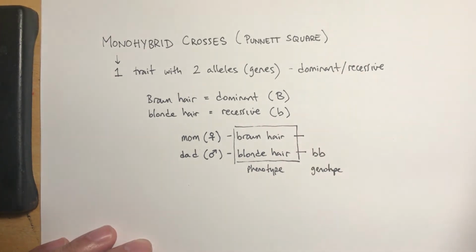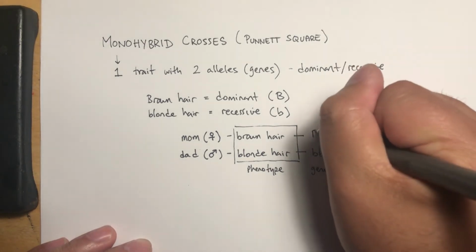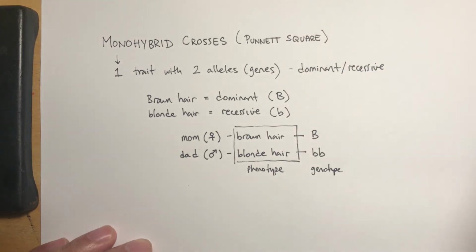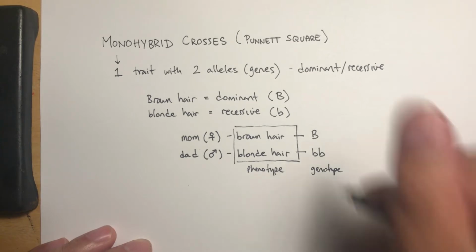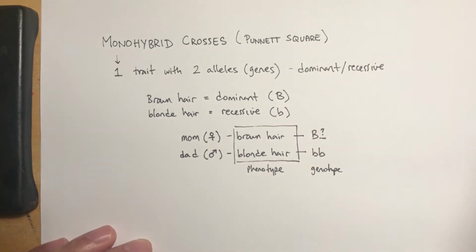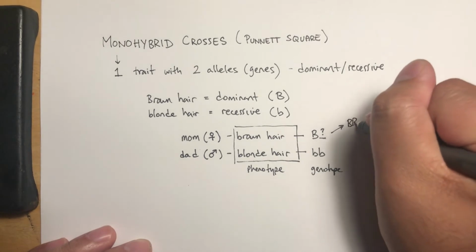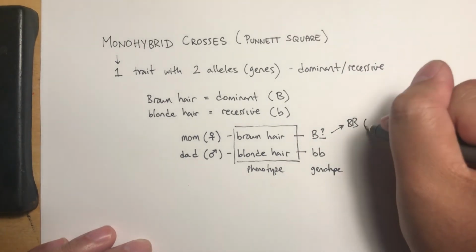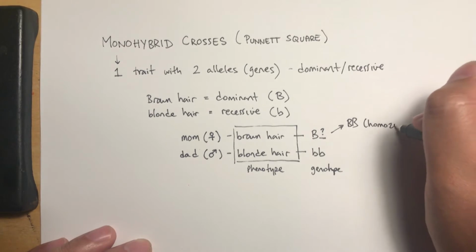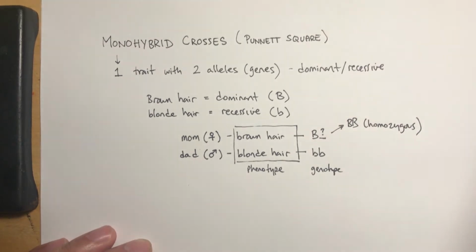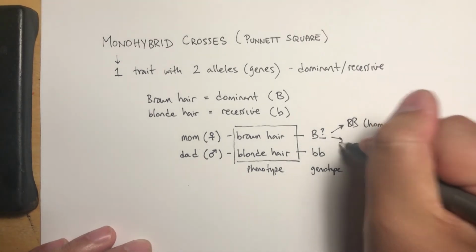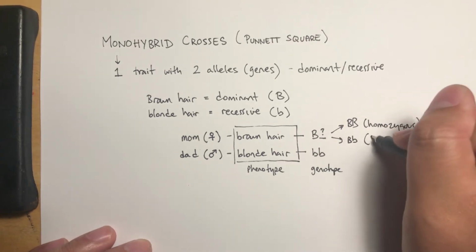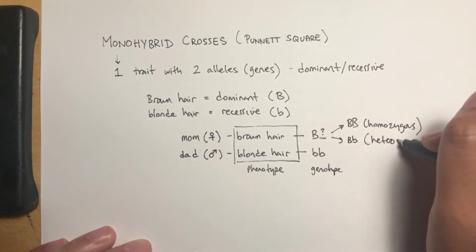Mom's genotype, we know, has to have one big B, at least. Now, it's the other one that's in question, right? Because we don't know necessarily what it is. Okay, so there's two possibilities. Mom could be big B, big B, which is homozygous. Or mom could be big B, small b, heterozygous.